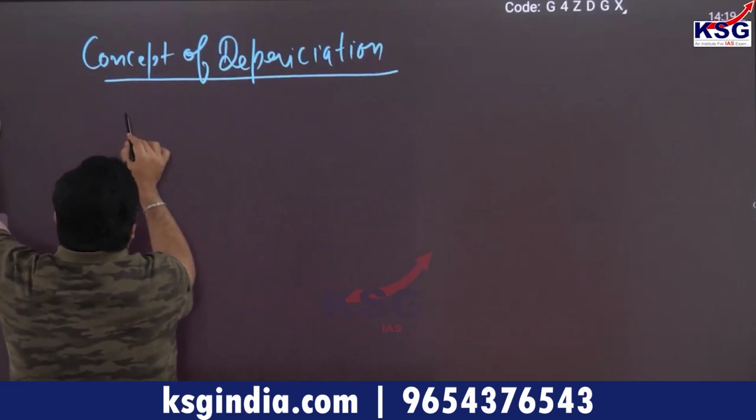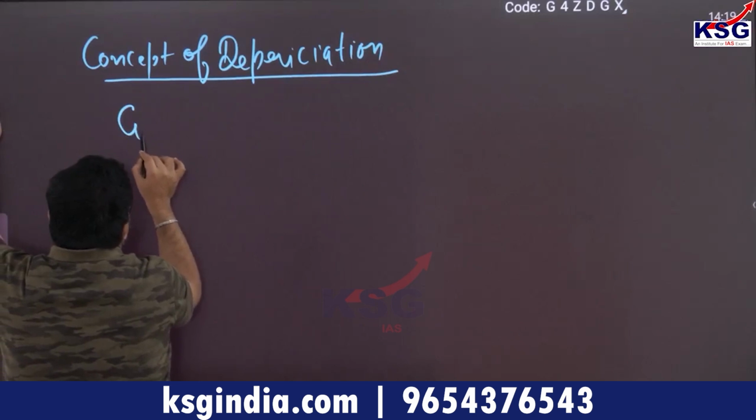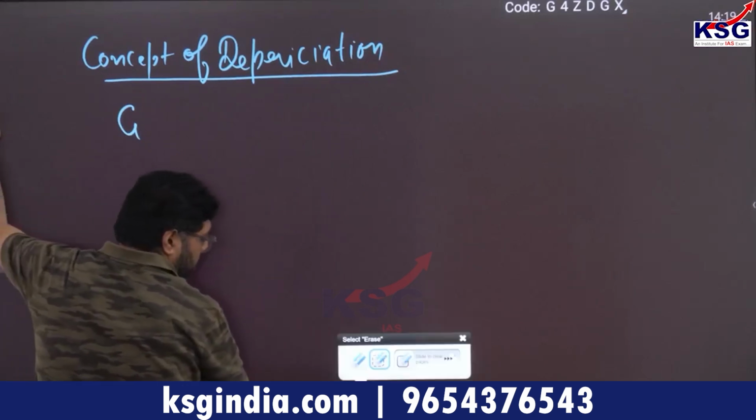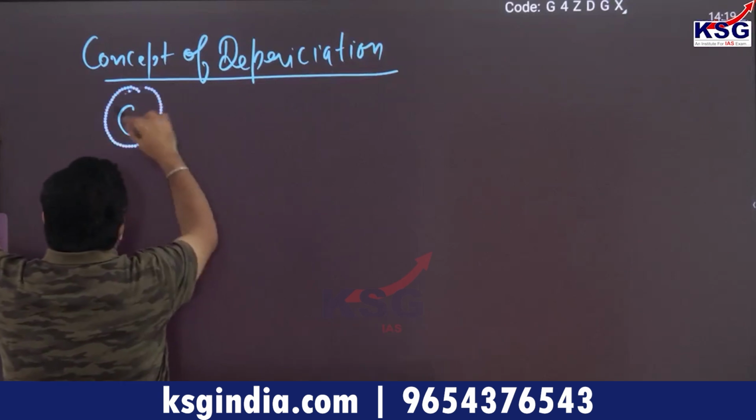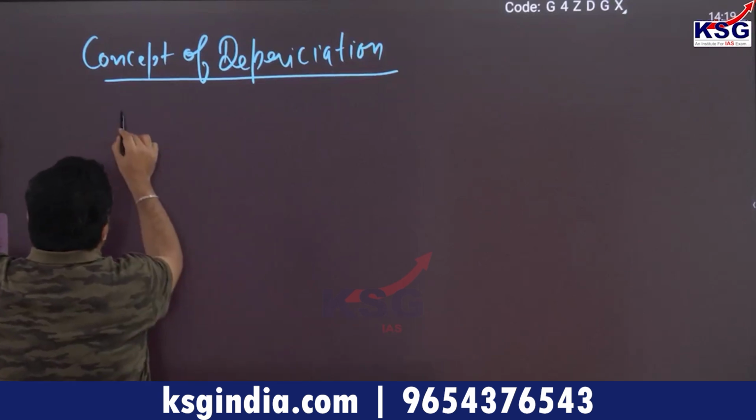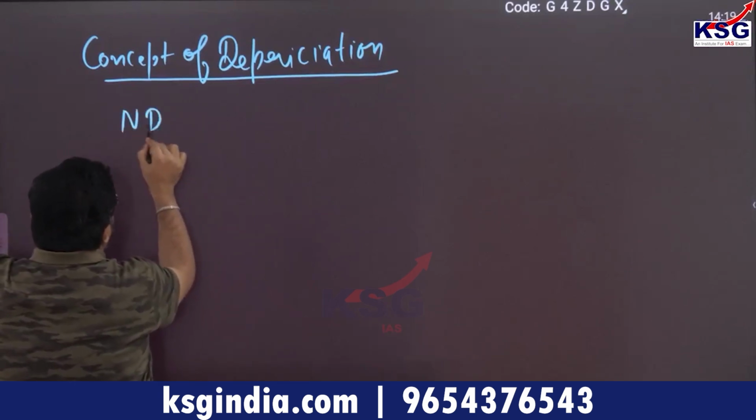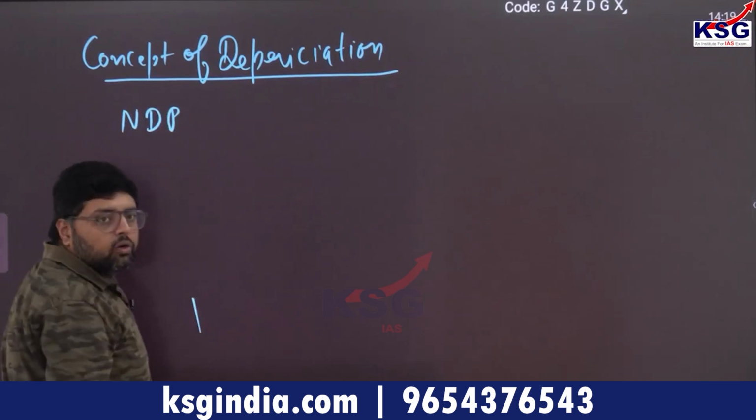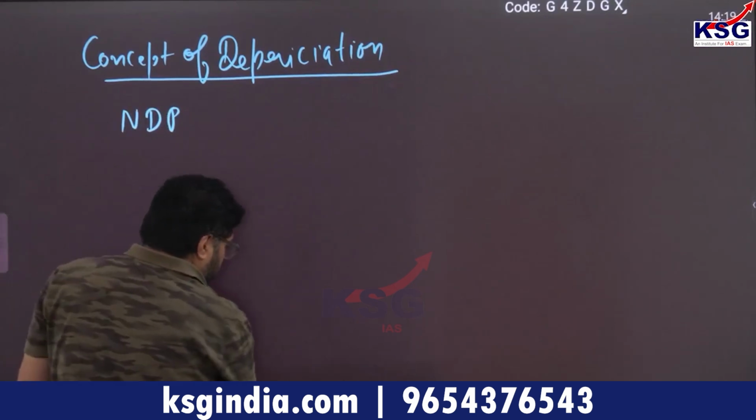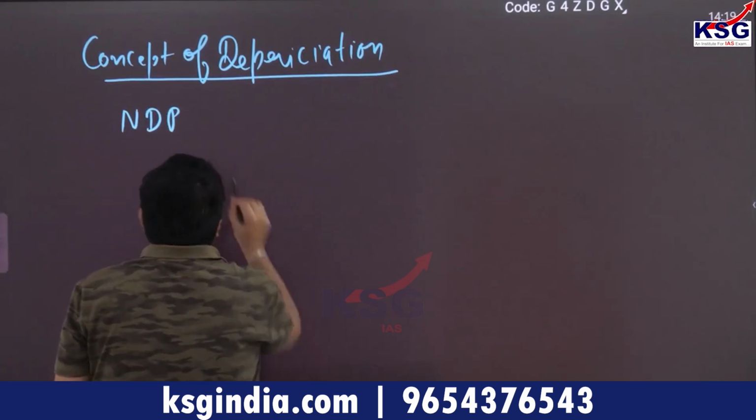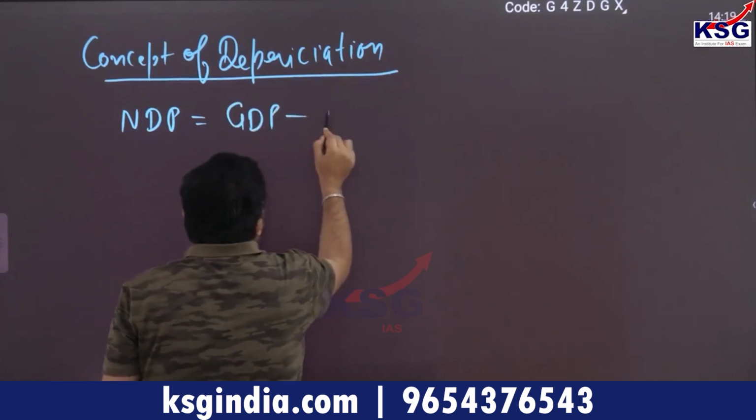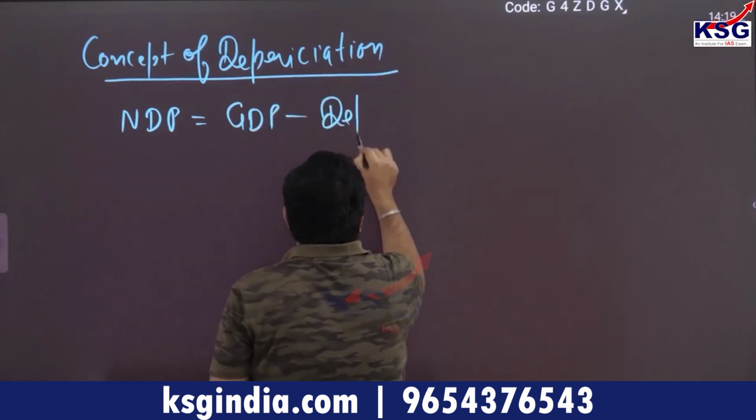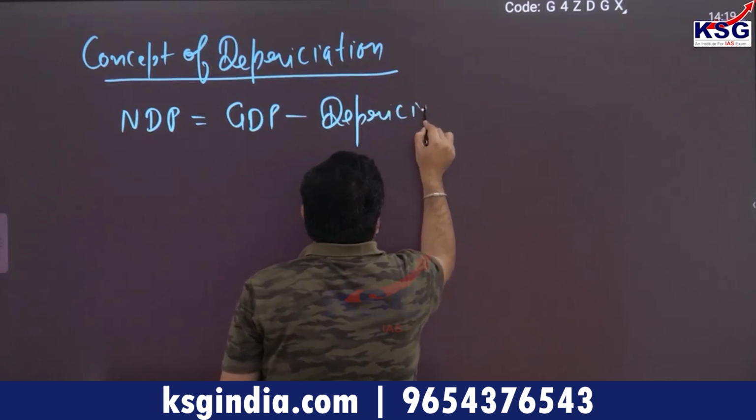So you know that when you have to calculate NDP, the formula is, so I want you to come out from the formula book set. Okay. So normally you know that when you have to calculate NDP, which stands for net domestic product, the formula is NDP is equal to GDP minus depreciation.